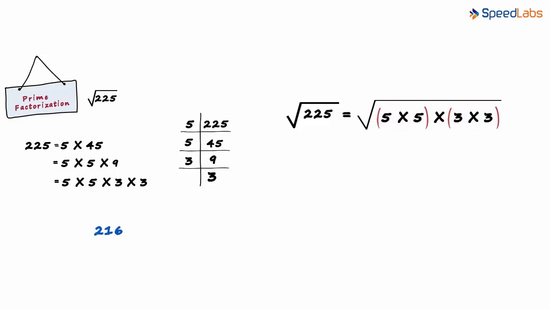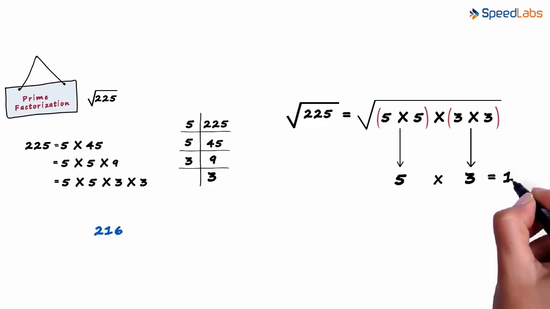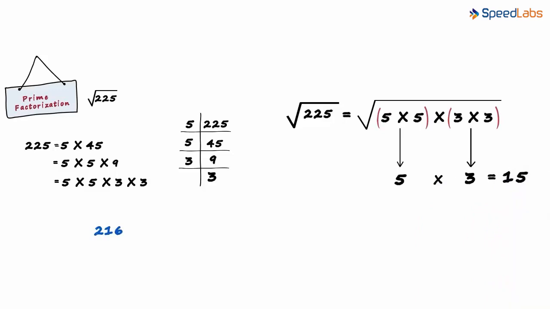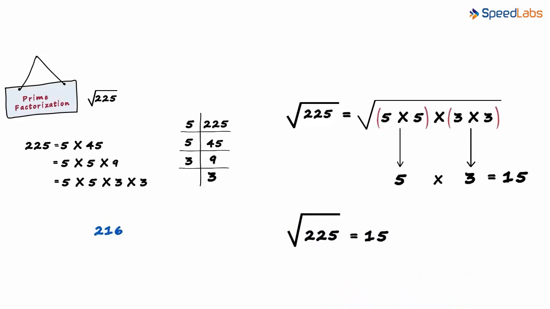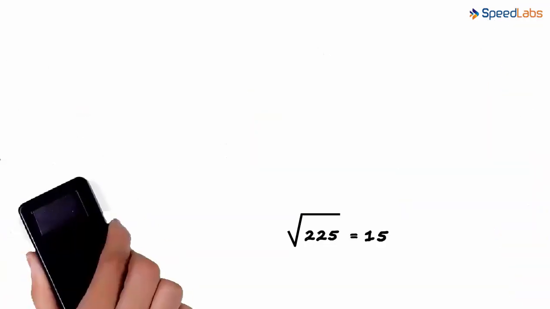Once we form pairs, to find the square root, all we have to do is pick one number from each pair and multiply them. So from the first pair, we pick 5, and from the second pair, we pick 3. And we multiply 5 and 3, which gives us 15. At first, this seems long, but with practice, it gets very simple. Hence, we can say that the square root of 225 is 15. All we did is broke down the number to its prime factors, made pairs, chose one number from each pair, and multiplied them. In the next part of this video, we will see how we can find the square root of 11,025 using this method.